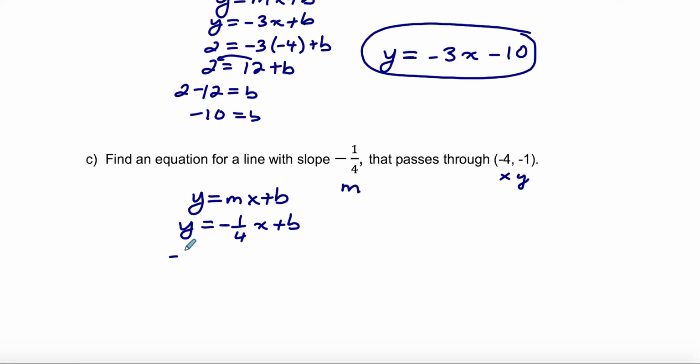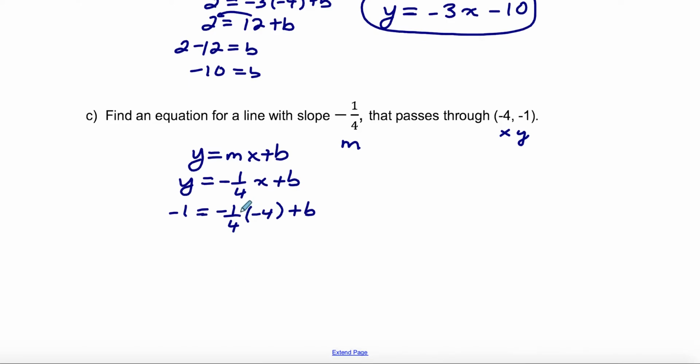The negative 1 comes out here because that's the y, right? It's the second number in the ordered pair like the alphabet. Then negative 1/4, the x is negative 4, plus b. If I need to solve this as an equation, I'd want to multiply my numerators together here, because remember that's negative 4 over 1. So just the negative 4 gets multiplied with the negative 1. So negative 1 times negative 4 is positive 4 divided by 4, so that's just 1. And if I move this 1 to the other side, it becomes a negative 1. So that's negative 2 equals b.